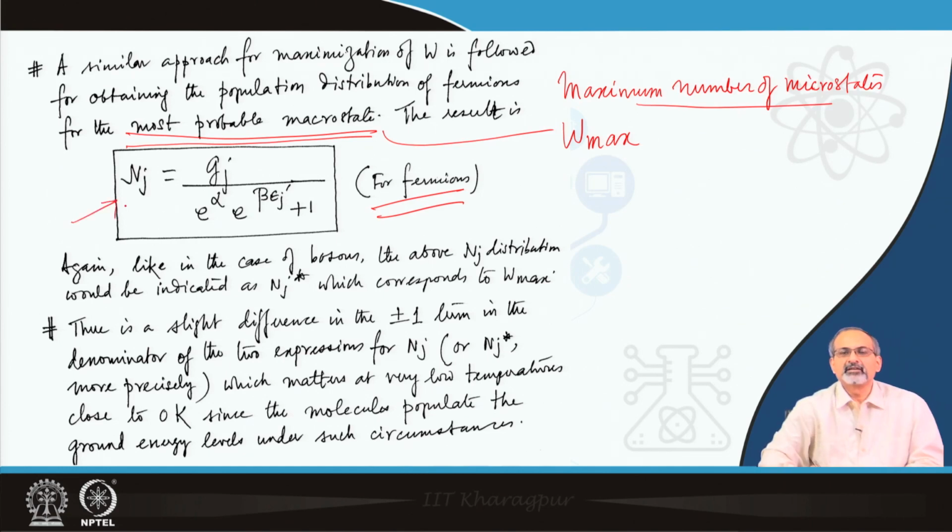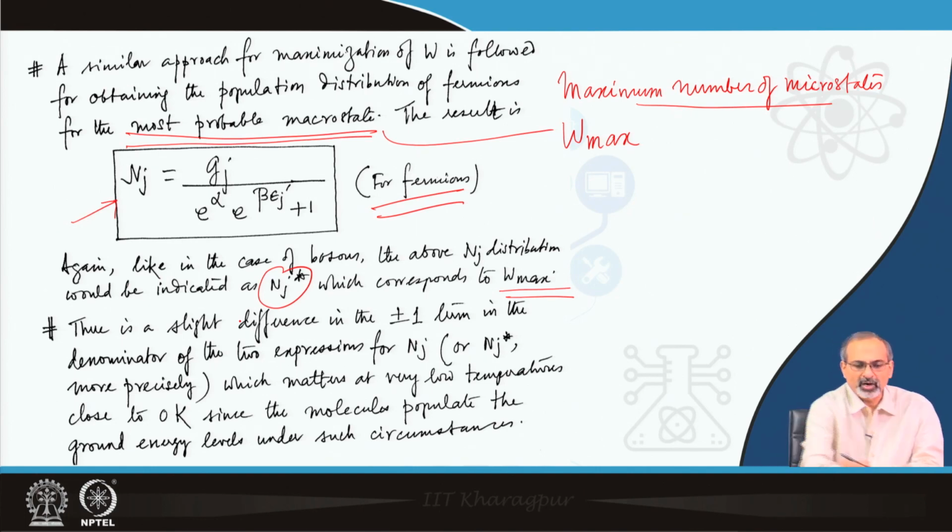This is something that you can try in your free time, try deriving this expression following exactly the same steps that we did for the bosons. Again, like in the case of bosons, since this N j distribution is a very particular distribution where you have attempted maximization of W, you should identify it separately from a general distribution, and therefore, associate a star with this N j. Now, if you recall, for fermions you see a +1 in the denominator of the expression, and for bosons it was a -1 in the denominator. That means there is a difference in the denominator, it is just a term 1.